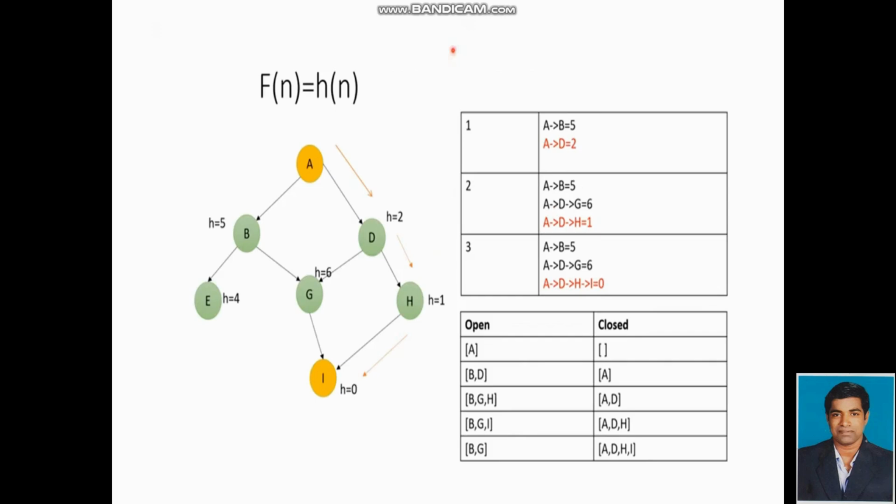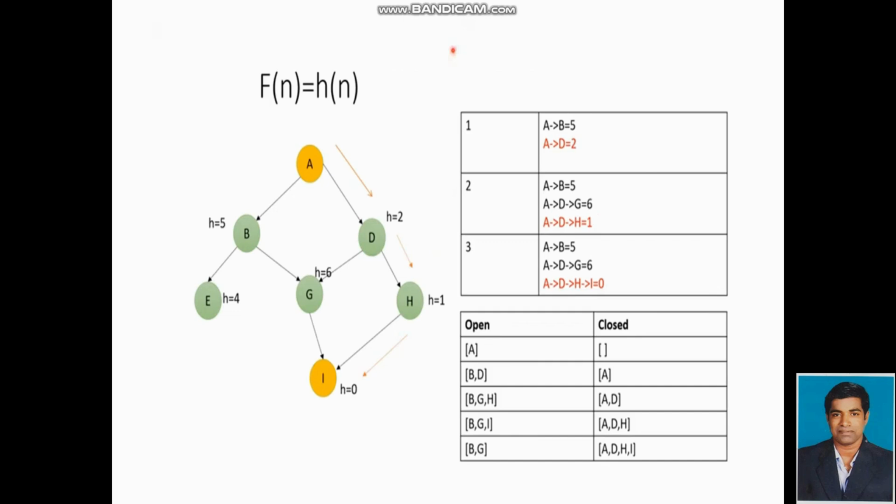With this problem we can understand the concept very easily. In the graph, the initial state is A, the target state is I, and the h values are the heuristic values for each node. Now we are starting at node A. There are two possible transitions: one is A to D, another is A to B.